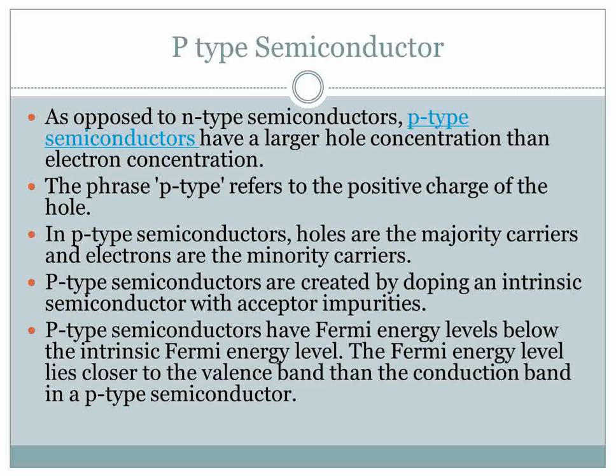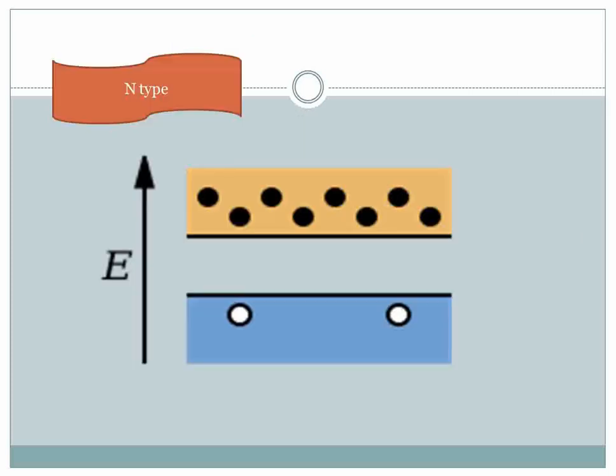The Fermi energy level lies below the intrinsic Fermi energy level, closer to the valence band than to the conduction band, because here the hole concentration is more. So in the band diagram, the Fermi energy level is very close to the valence band. This is the valence band, this is the conduction band. The valence band mostly has the presence of holes. In the conduction band, the free electrons are available. So this is the n-type band diagram.